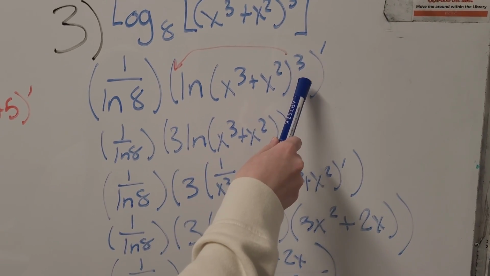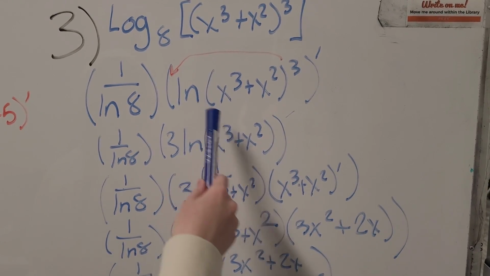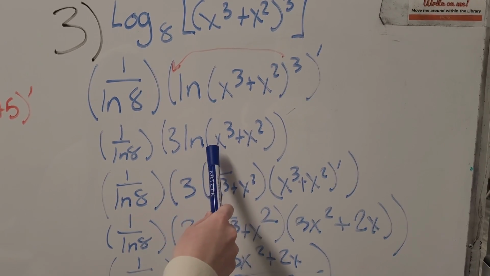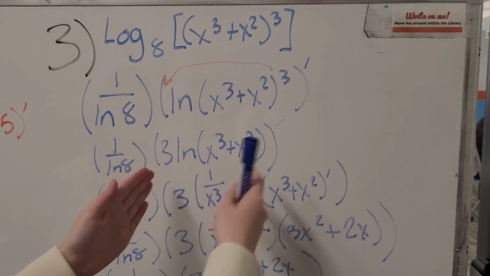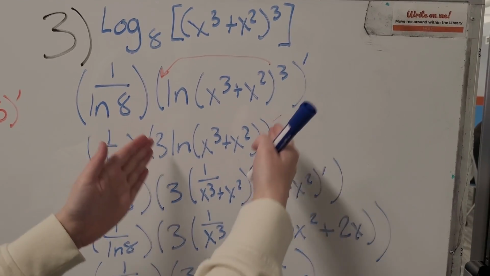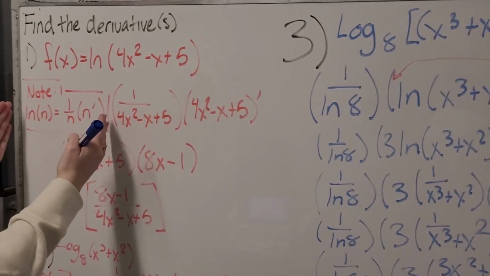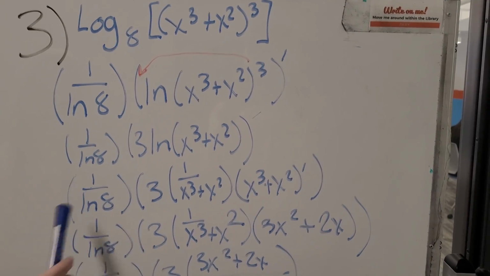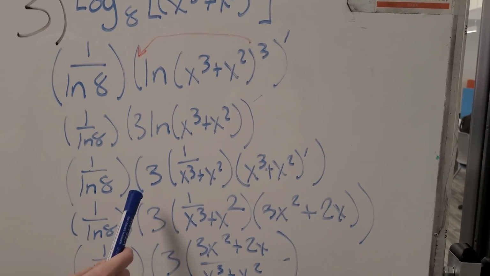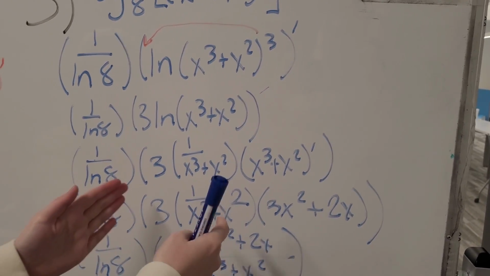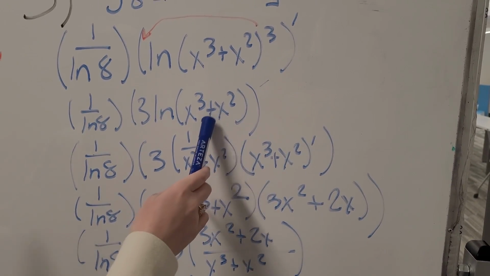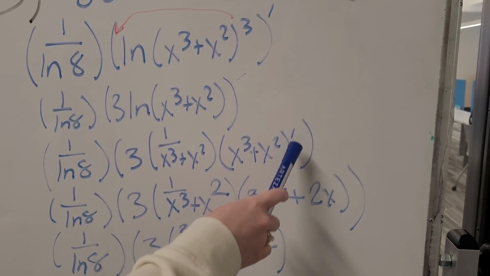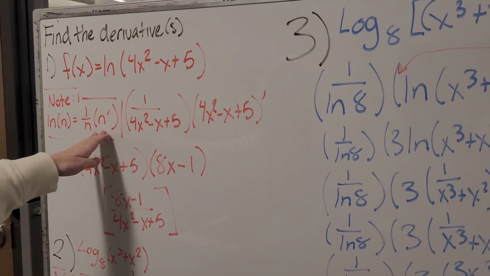Here, instead of having the 3 go to the front of the ln, we're going to put it in front of the ln because it's going to stay as a constant number. And now it'll be much easier to find the derivative of ln of (x to the third plus x to the second), because this portion looks like this portion here. So now we have an equation that we can put this into. So 1 over ln 8, parentheses 3 times 1 over x to the third plus x to the second, because that is the same as 1 over n, and then the derivative of that.